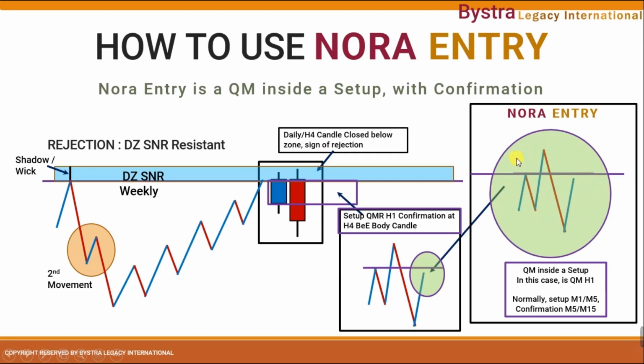The confirmation of this setup will be a bearish engulfing on the M5. If this is an M5 setup, then the confirmation of the bearish engulfing will be on the M15. And guys, remember, the setup has to be at the body of the confirmation. Easy, isn't it? I will show you this later at the end of the course with the real chart.